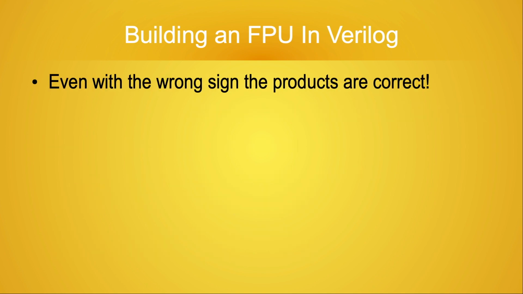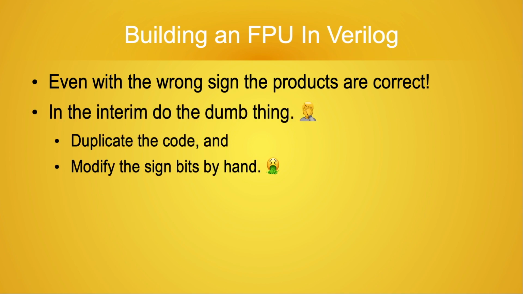Even though the sign bit for the last multiplier is wrong, the code does seem to be calculating the correct products. In the interim, I'm going to duplicate the code and fiddle with the sign bits and keep my fingers crossed that I don't screw up the whole complicated mess.